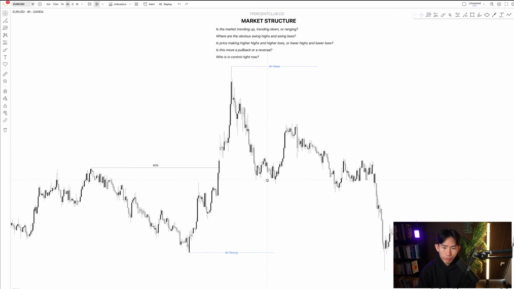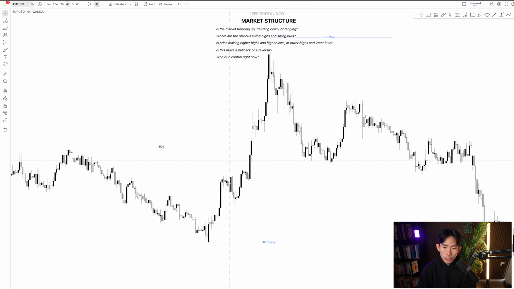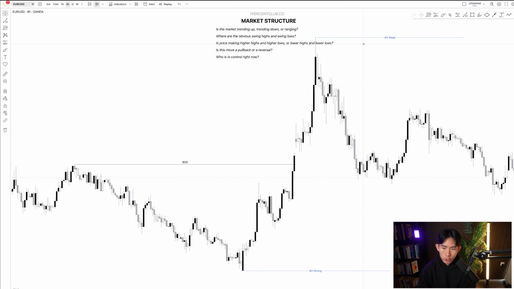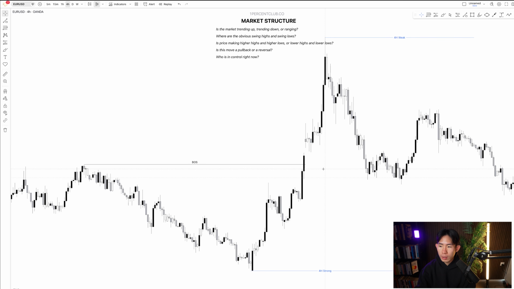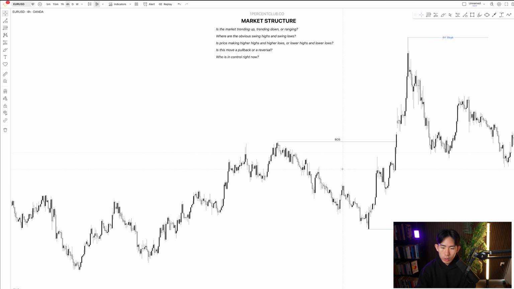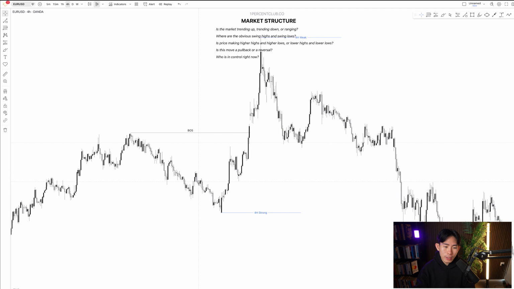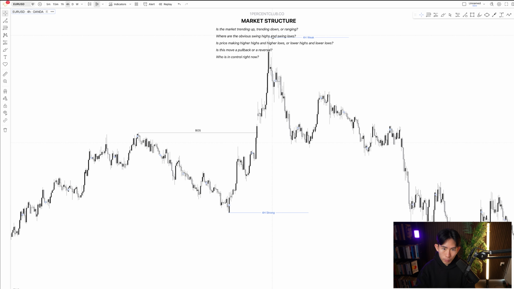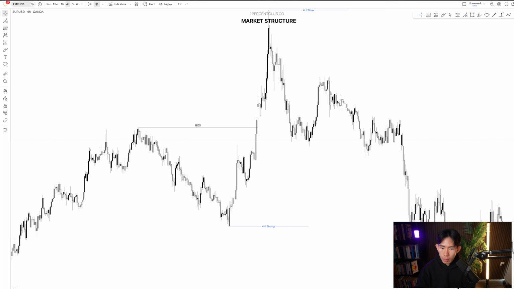Okay, so that's always the first step, is to just identify the most obvious break of structure so that you can define your swing structure. And once you have defined your swing structure and you can clearly see that we are actually in a bullish trend direction right here, what you can do to go one step further is to define your internal structure. And like I said, internal structure is basically everything that's in between your swing structure. Okay, so I'm just going to hide this a little bit right now since we don't need it anymore.